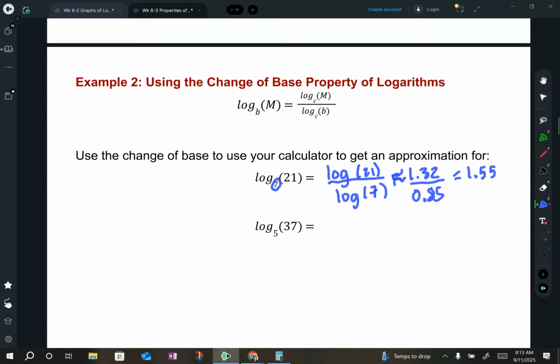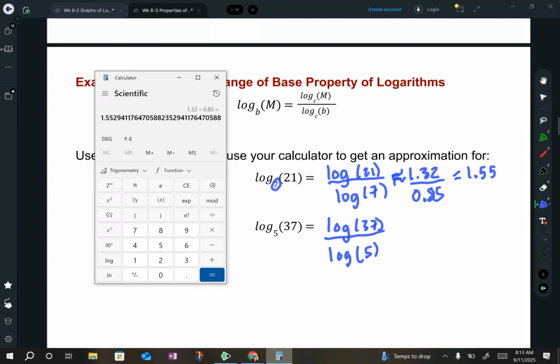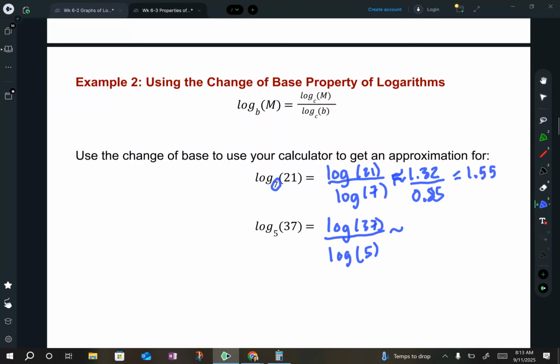So why don't you try the second one, log base 5 of 37. Use a change of base formula and a calculator to get an approximation for that value. All right, are you back? Okay, so this would be log 37 over log 5. And you could use natural log if you wanted to. I just didn't want to. So let's first find log 37, and it's 1.57.